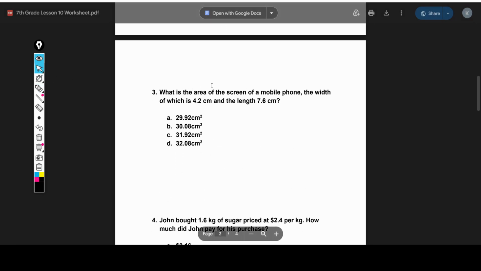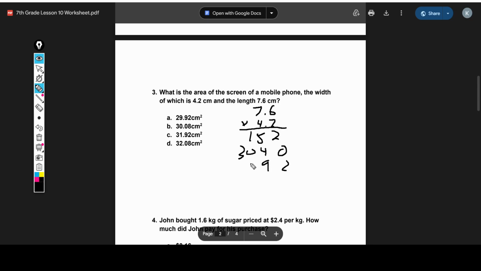Next up, we're finding the area again of a phone this time, which is definitely a rectangle. So we do 4.2 times 7.6. Let's multiply that out. And then when you add them together, remember to move the decimal point over 2 spaces because there's 1 and 1, so that's 2. So it's 31.92.